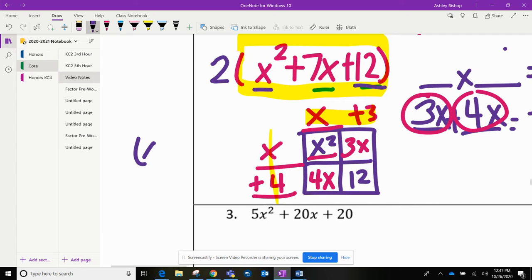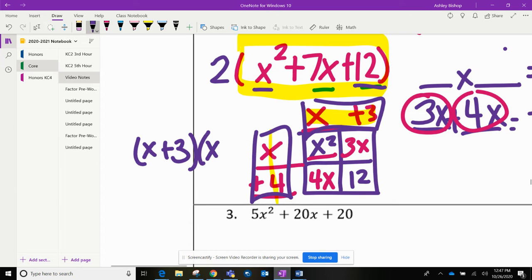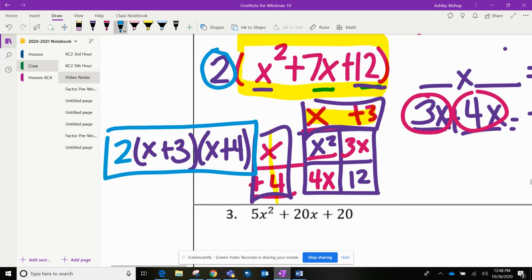I had x plus 3 on top, and I had x plus 4 on the side. So remember, I need to put those in my parentheses. And then pay attention to this part. I had this 2 outside these parentheses, the number I divided everything by, and that didn't go anywhere. So that needs to be shown in my answer. So my answer is this. Everything is the same except for the first few steps and the last few steps.